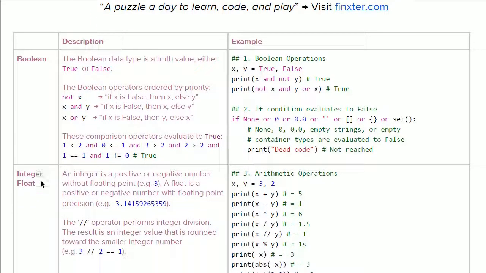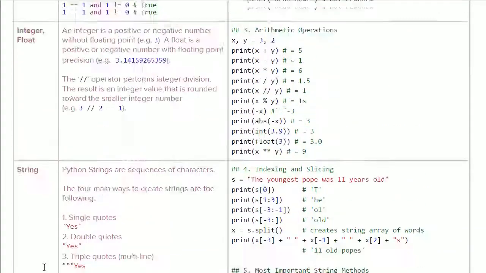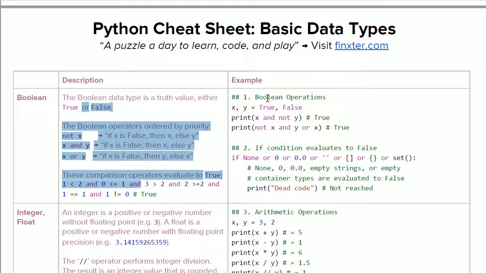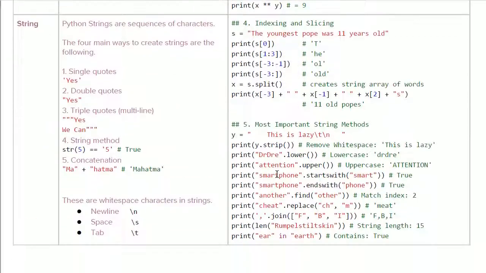The second cheat sheet is about basic data types. Examples are Boolean, integer, float values, and the string operator. And as before, I have a description for each data type and some real-world examples.